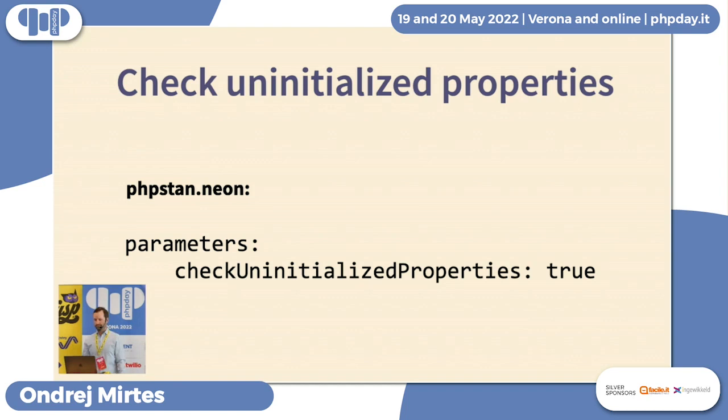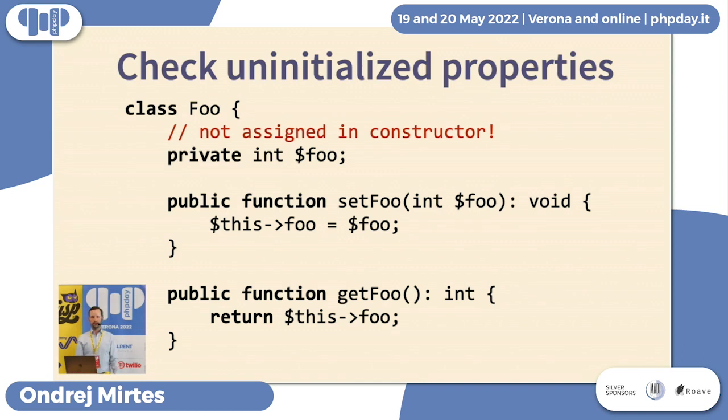Properties with native types, which you can use since PHP 7.4, have an uninitialized state. Before the first assignment, they are uninitialized, and then you can't access them. And if you first call a getter before calling the setter on such an object, it's going to throw this error. And this code might be fine. I'm trying to look at it objectively and in an unopinionated way, because the developer might know that the user will always call the setter before the getter. So this is not reported by default.